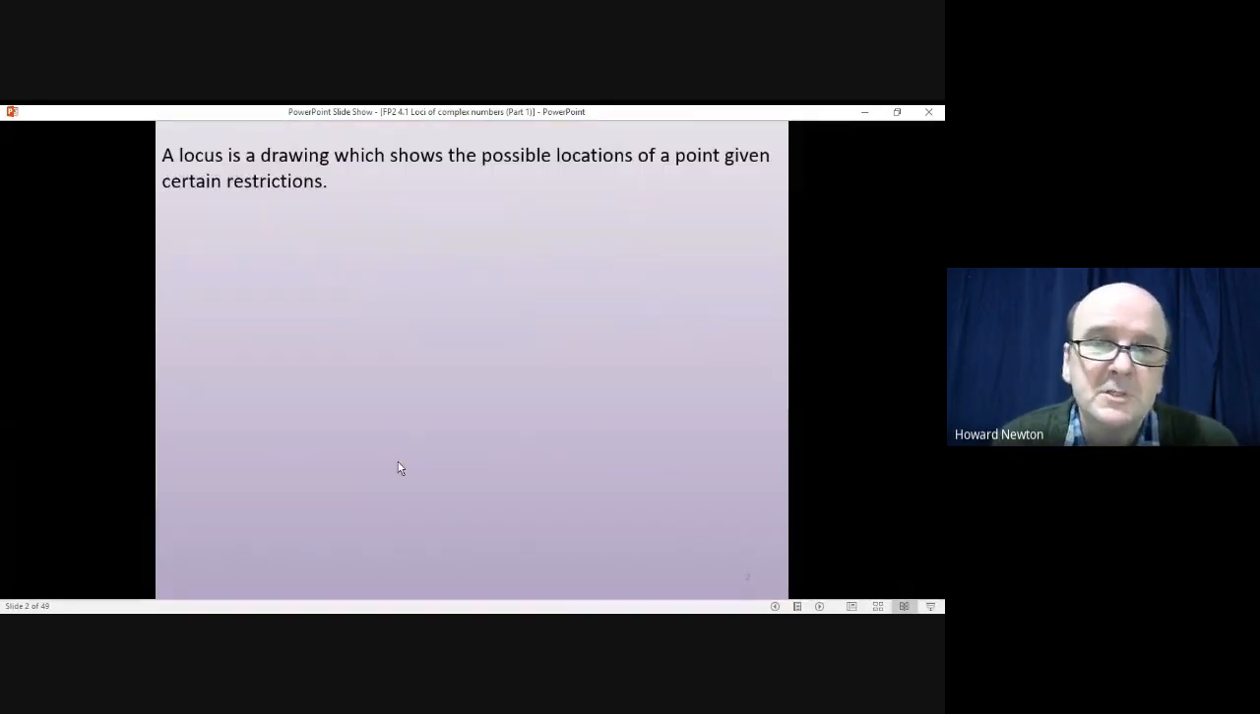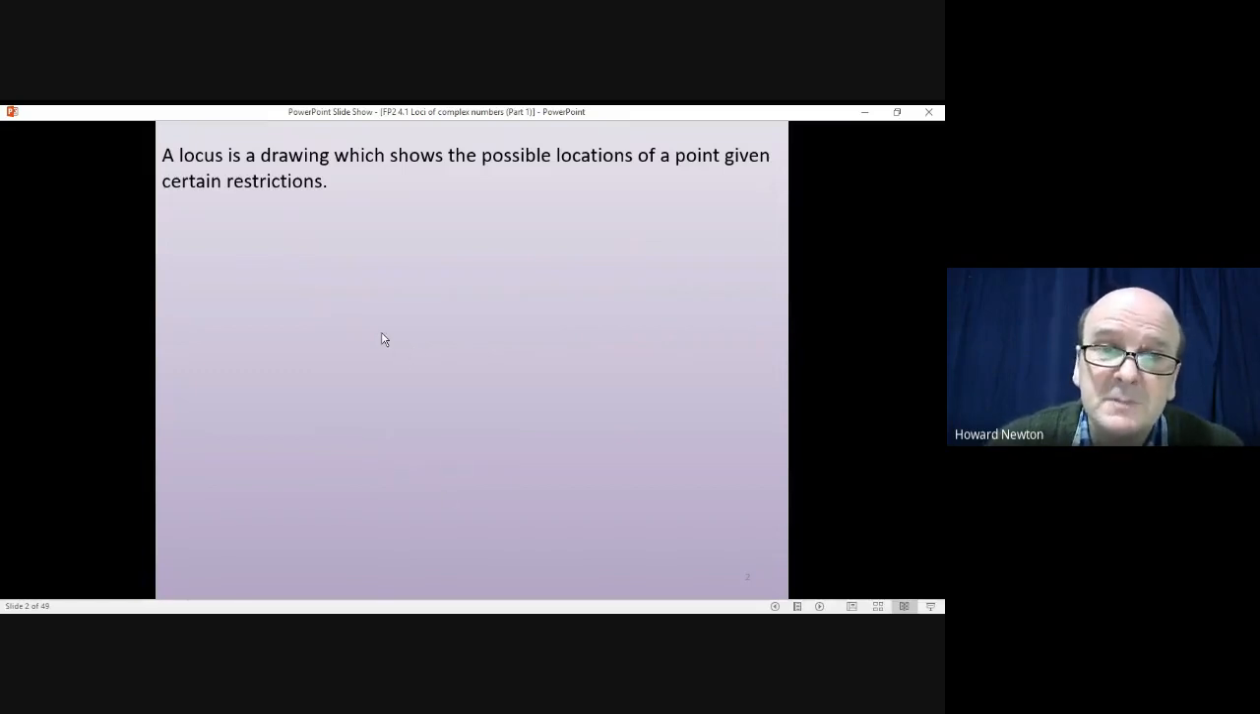Now, what is a locus? Loci, by the way, is just the plural. Locus is the singular. A locus is a drawing, and it's a drawing which shows the possible locations of a point, given certain restrictions about where that point might be.